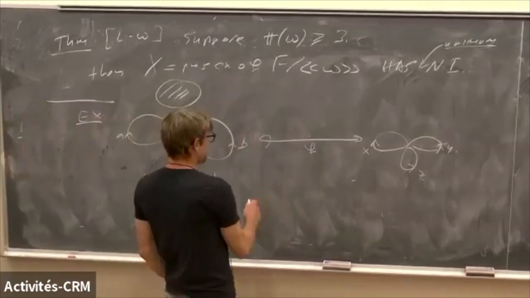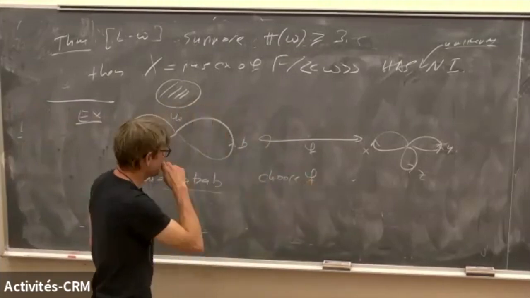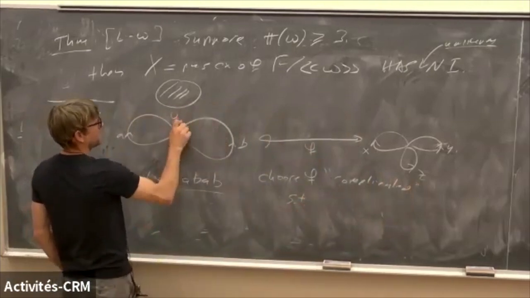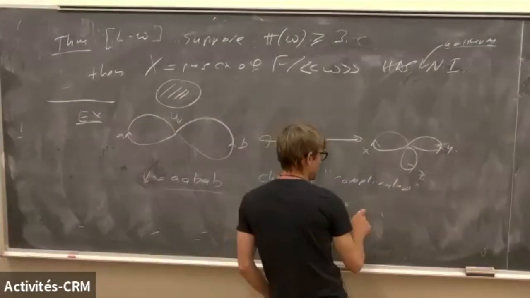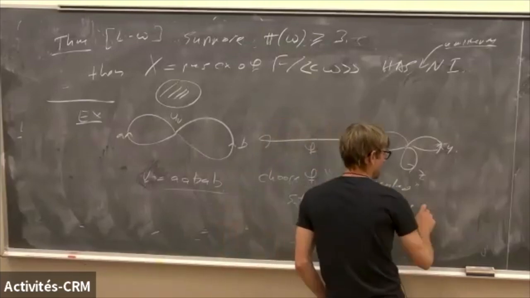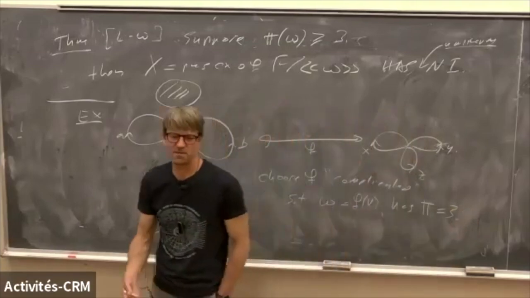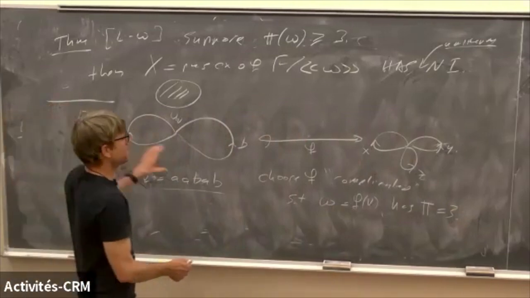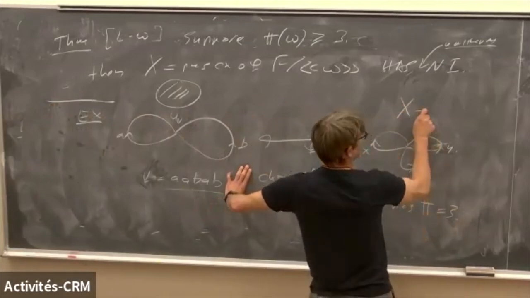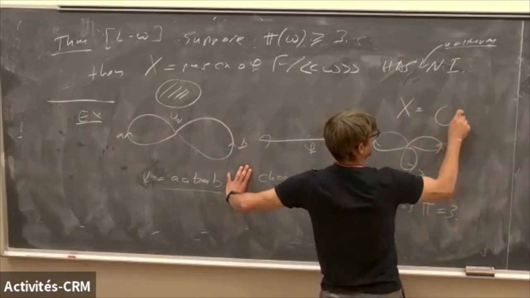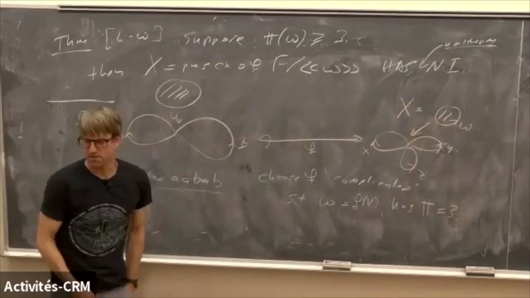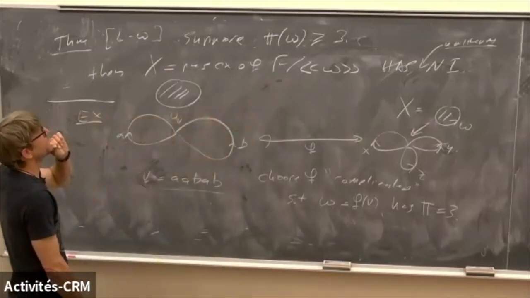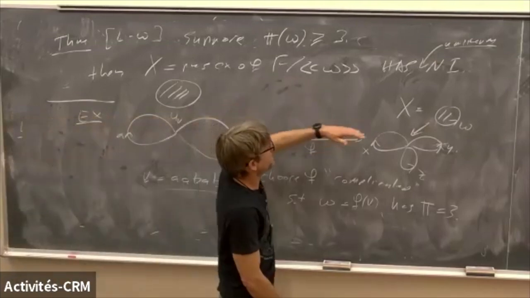So what I want to do is choose an immersion F, which is complicated, maybe I should call it V, such that W equals F of V has primitivity rank 3. You can do something like this. Just to illustrate, the space I want to build will be X, this rows union that 2-cell. So the theorem is that spaces like this have negative immersions.